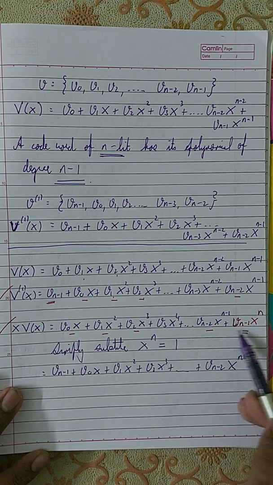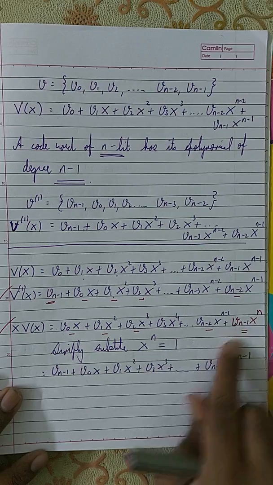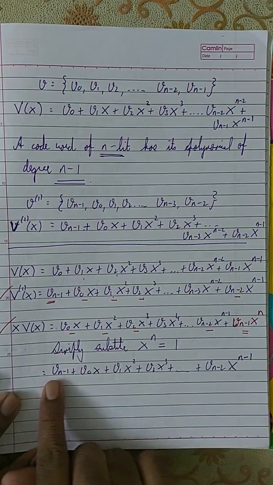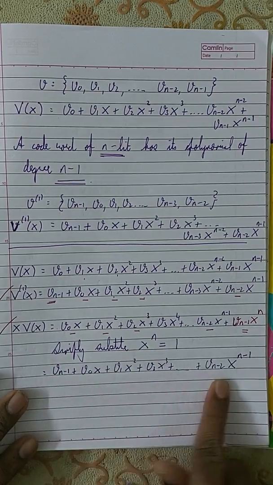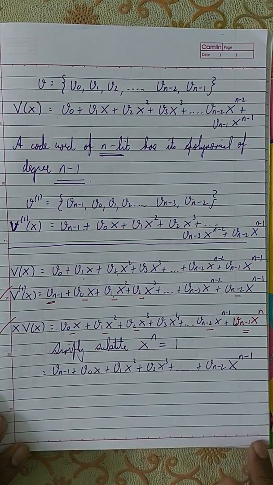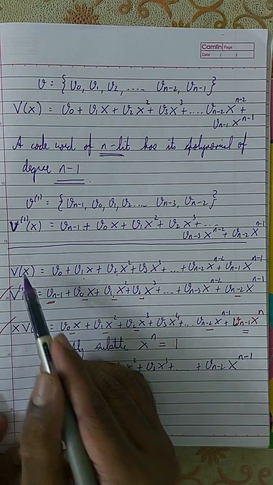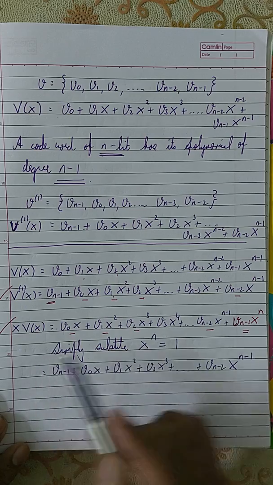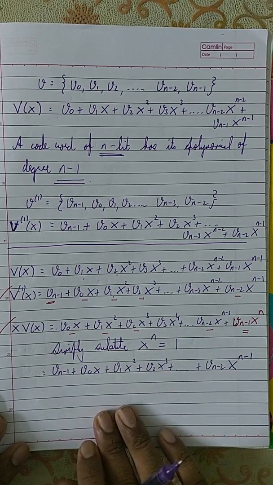Since this term does not have any x anymore, I'll just rearrange it and put it as the first term, just to show the increasing power of x. Now if you compare these two equations, they are one and the same. So how did I get this equation? I multiplied v of x with x and then I substituted x raised to n equal to 1.